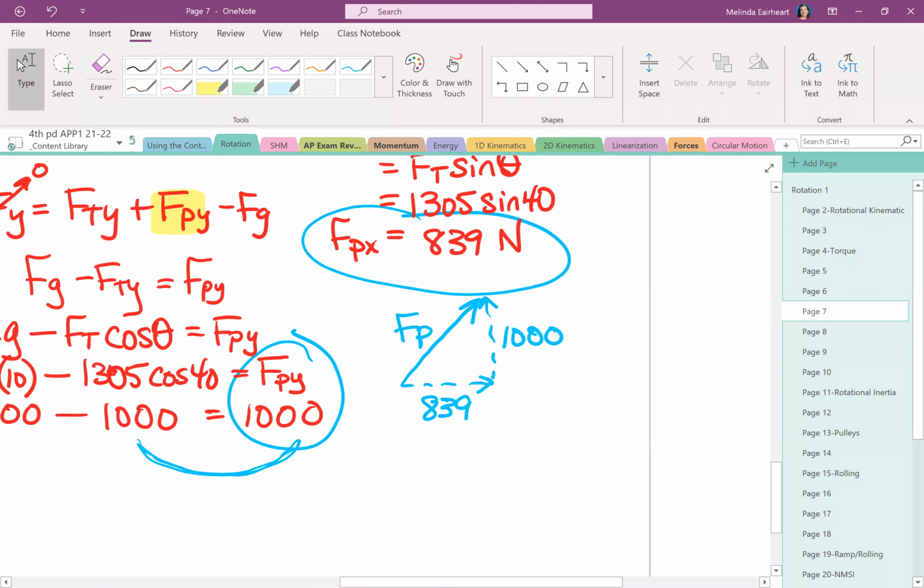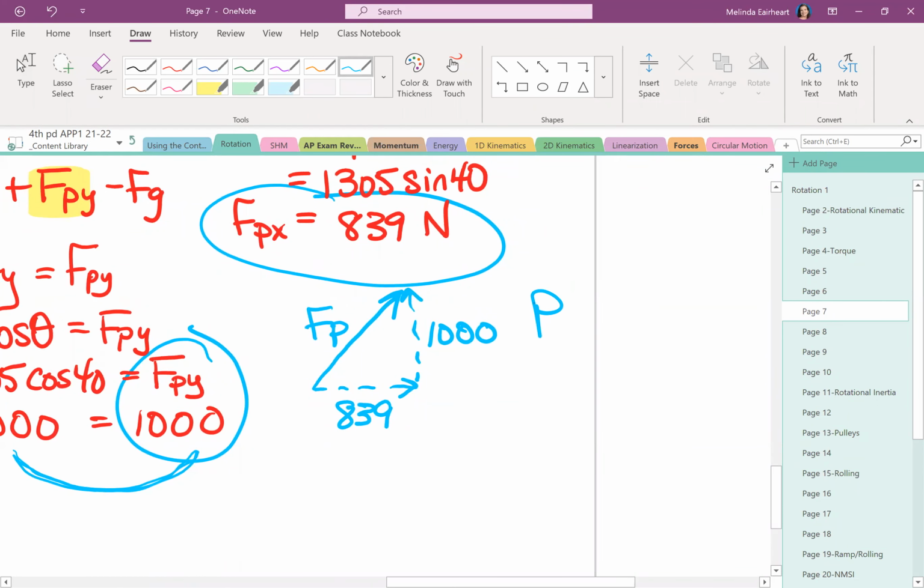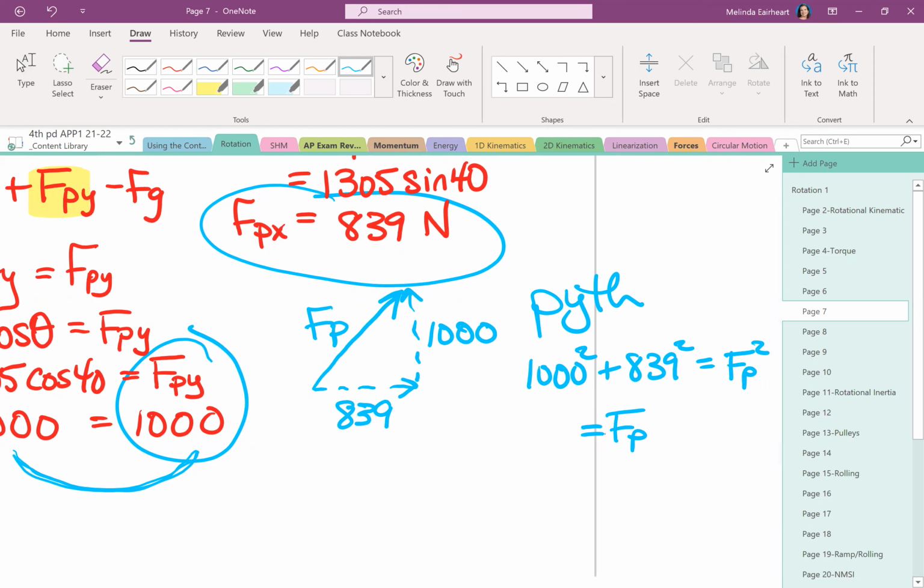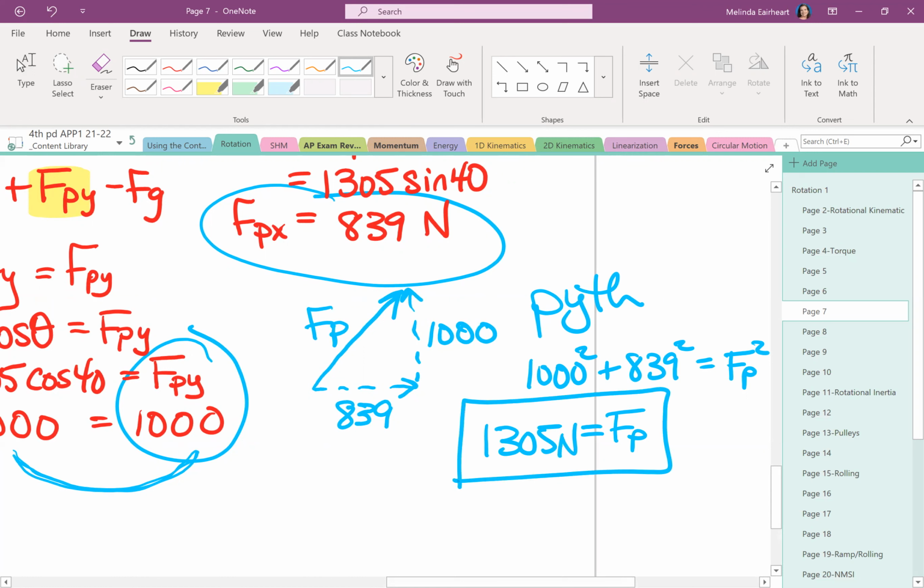Well, now hold up. How do we get that? What's our next mathematical step? Pythagorean theorem. And so 1,000 squared plus 839 squared equals our answer squared. Work it out. Let me know what you get. You get what? 1305, but that was our tension force. How can the pivot be the exact same? Again, it's a symmetrical setup. Newtons, correct. 1305 newtons. So again, don't start thinking, oh, it's always going to be the same.